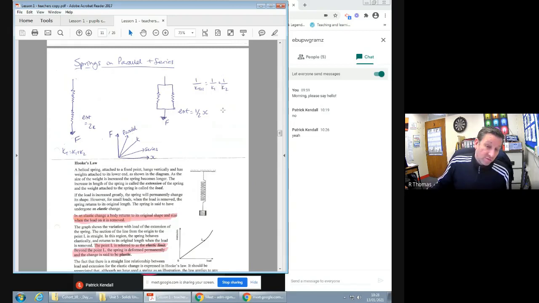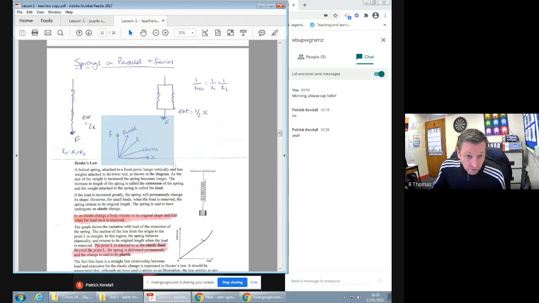Now, it's a really important concept, right? I'm going to say it again, I want you to absorb it. If you stick two springs end to end, and let's say they're the same springs, you are going to get double the extension. If you stick two springs together next to each other in parallel, you are going to get half the extension.